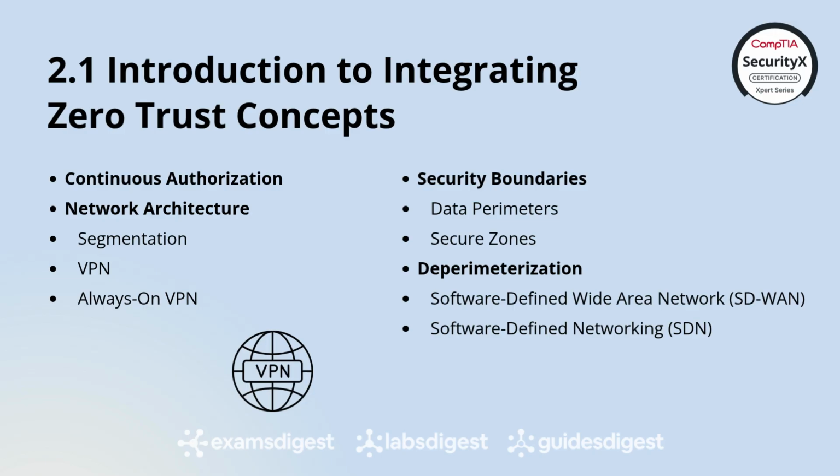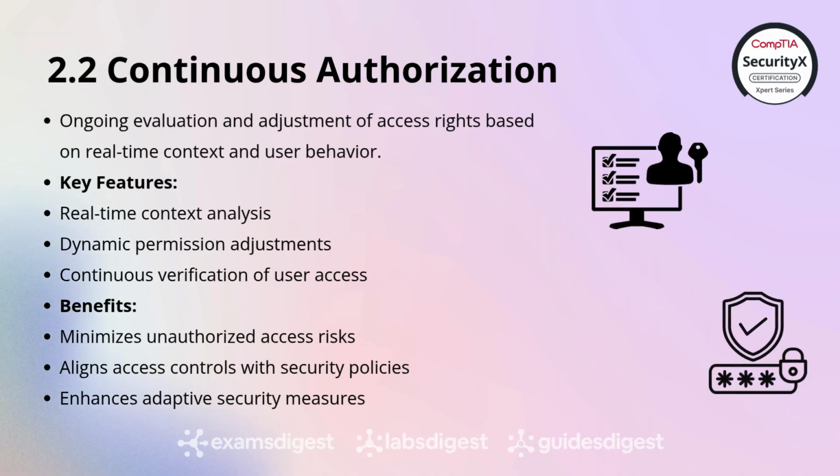In this session, we'll explore several key components essential for implementing zero trust in your system architecture: continuous authorization, network architecture, security boundaries, and deperimeterization. Let's begin with continuous authorization.